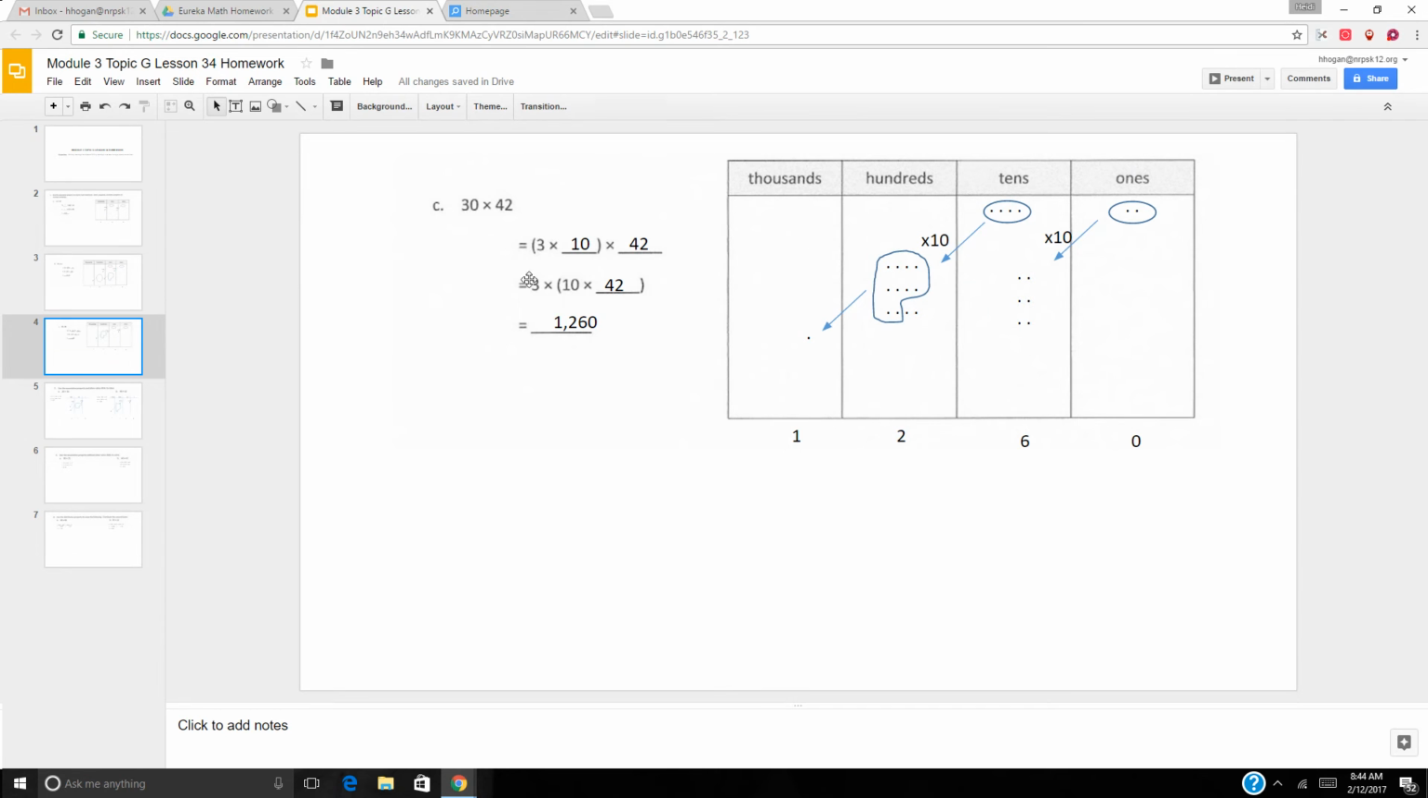30 times 42. 30 can be 3 times 10 times 42. So we can then move the parentheses so that it's 10 times 42 3 times. So 42 times 10 from the 1s to the 10s, from the 10s to the hundreds. And we're going to do this 3 times. So 2 3 times is 6. 4 3 times is 12. So we need to regroup a group of 10 into a 100. So we have 1,000, 200s, 6 10s, 0 1s. So 1,260.